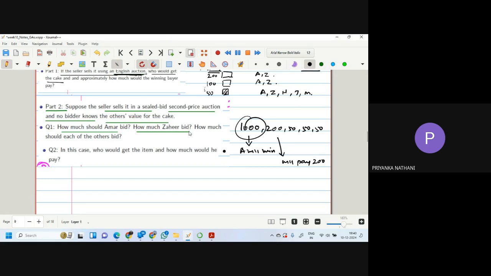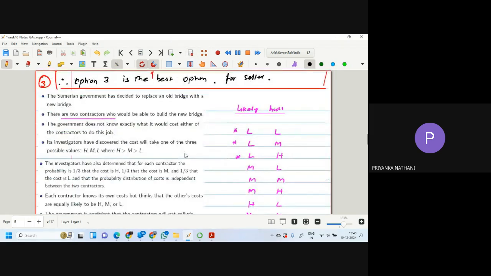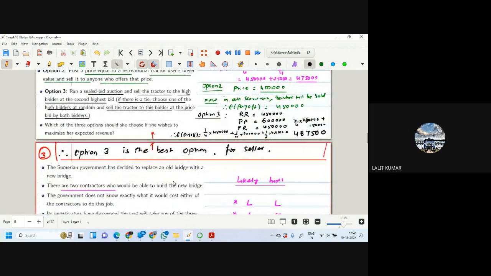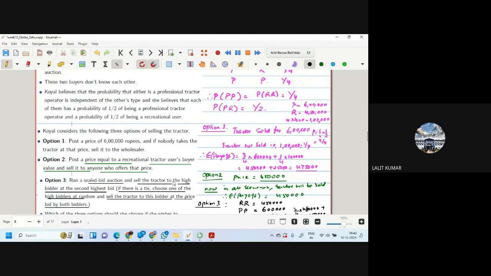So this we have seen. What is the difference between part 1 and part 2? They're the same only, no? They are just trying to explain through the example that English auction and the second price auction are very, very similar. But any question, if it comes in the examination from the conceptual point of view, in English auction, always you will pay slightly more than the second price auction.